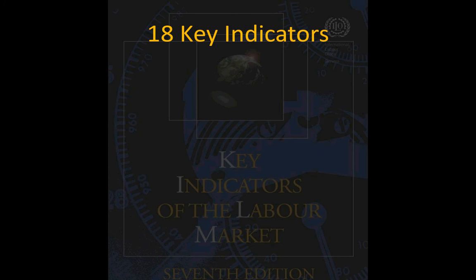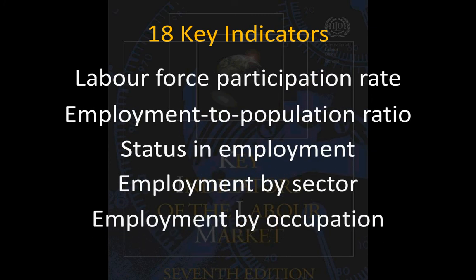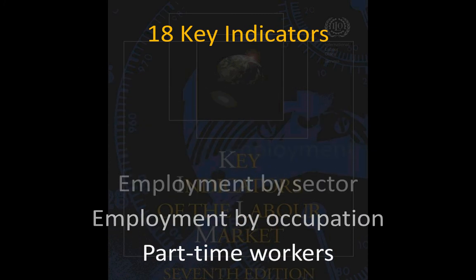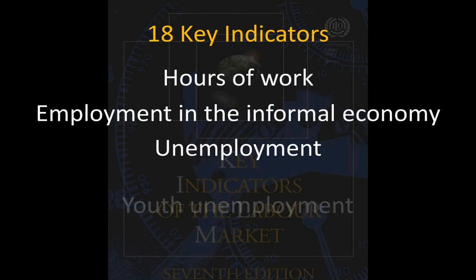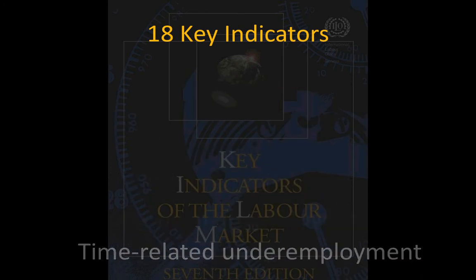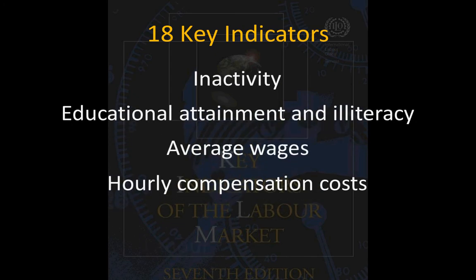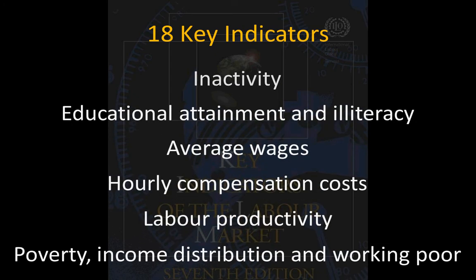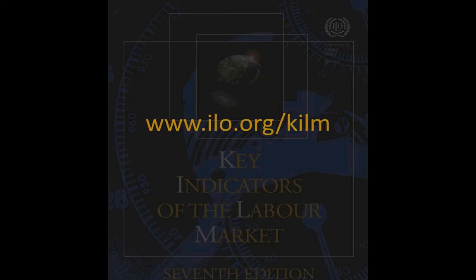Primarily, they relate to labor force, employment, and unemployment, variously and appropriately disaggregated by sex, age, status, sector, occupation, and education. The KILM also contains information on hours worked, duration of unemployment, underemployment, wages and compensation costs, inactivity, productivity, and poverty. To see a detailed listing of the indicators and for a link to the installation page, go to the KILM webpage, www.ilo.org/KILM.